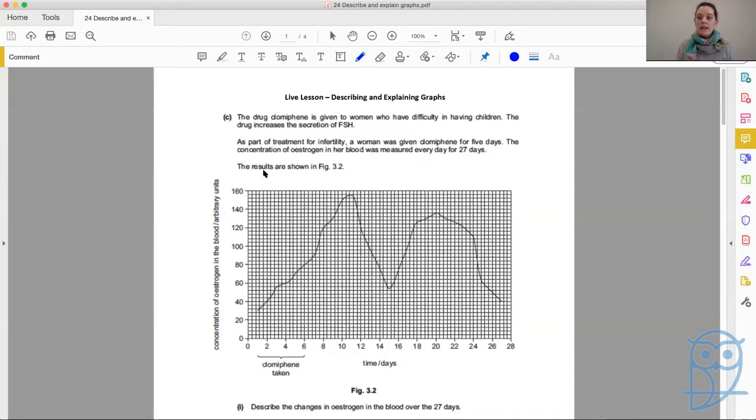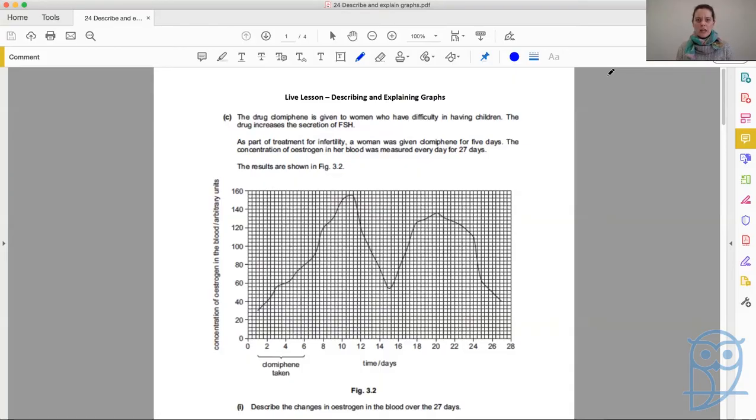So we've got here a selection of different questions from all sorts of different topics in the syllabus. Okay, first one, we have a drug, domifene, is given to women who have difficulty in having children. The drug increases the secretion of FSH. As part of a treatment for infertility, a woman was given domifene for 5 days. The concentration of estrogen in her blood was measured every day for 27 days. The results are shown in figure 3.2.